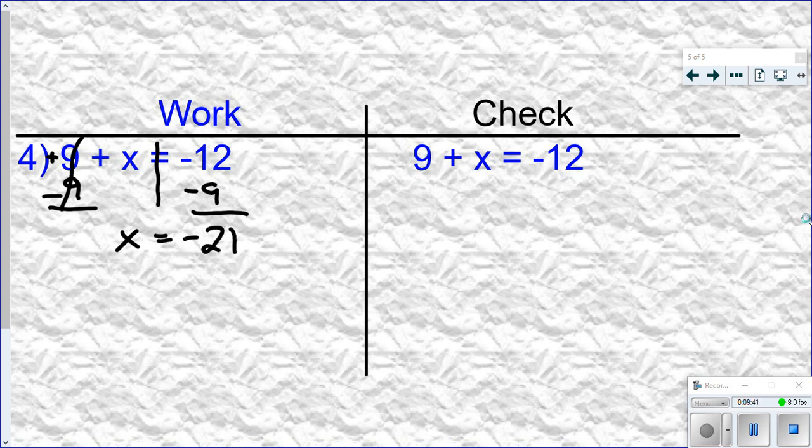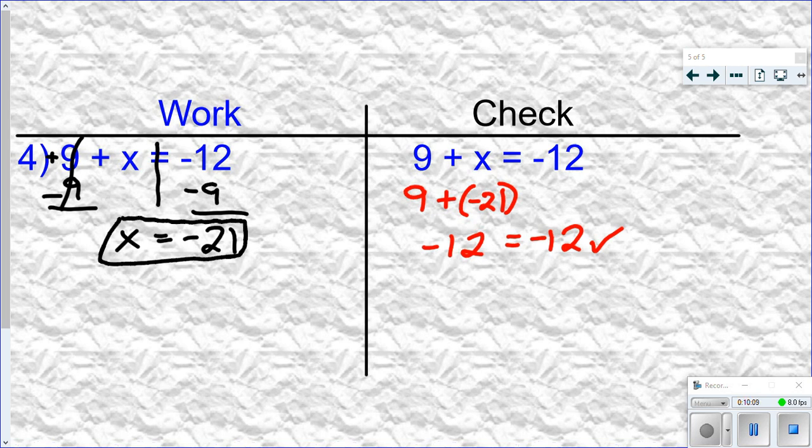So let's check it. 9 plus negative 21 equal to negative 12? So put it in your calculator and find out. These have different signs, so you'd subtract them. The difference between 9 and 21 is 12. The bigger number is negative, so it is negative 12. So that tells me that I got the right answer. So the correct answer to this equation is that x equals negative 21.